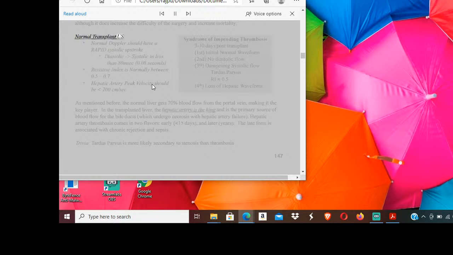Normal transplant US. Normal Doppler should have a rapid systolic upstroke, with systolic acceleration time of less than 80 milliseconds, 0.08 seconds. Resistive index is normally between 0.5 to 0.7. Hepatic artery peak velocity should be less than 200 centimeters per second.